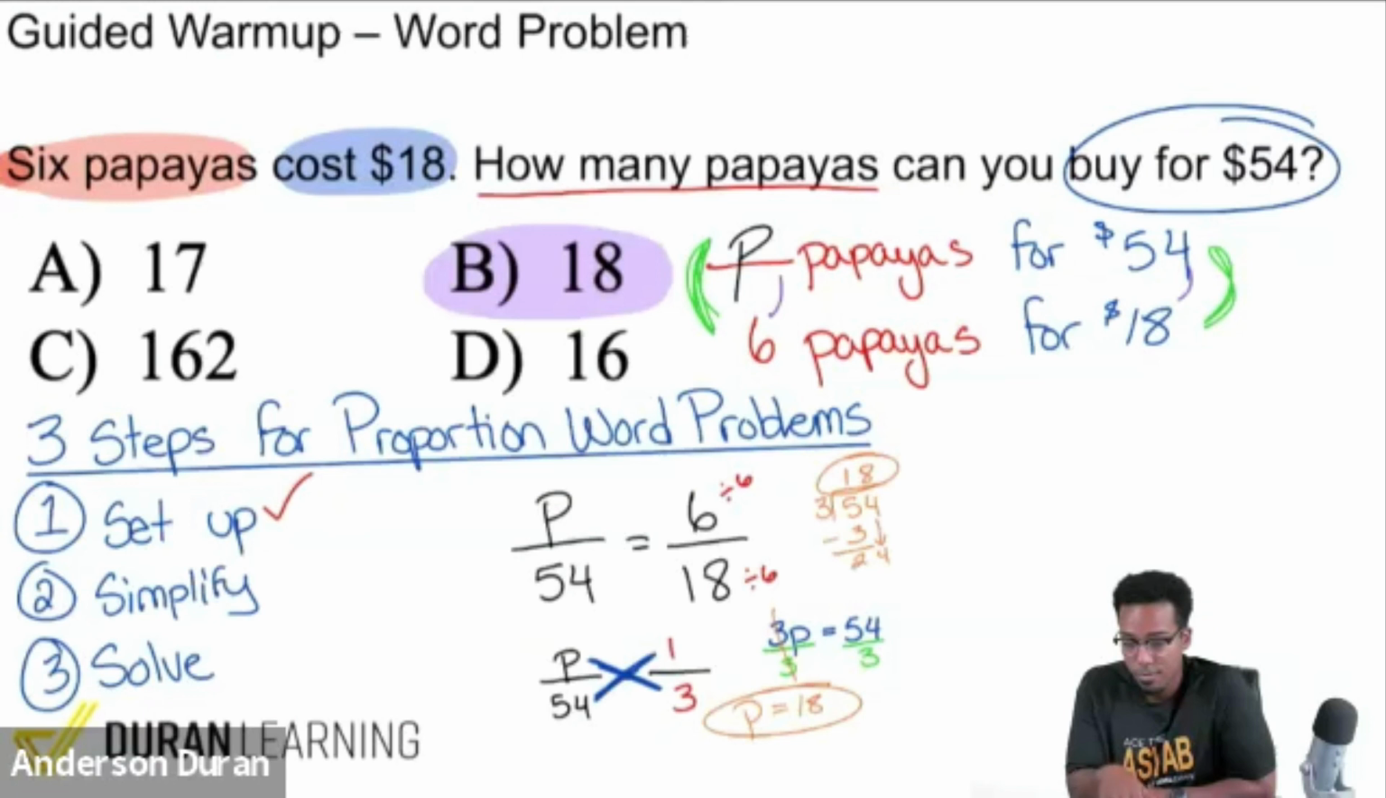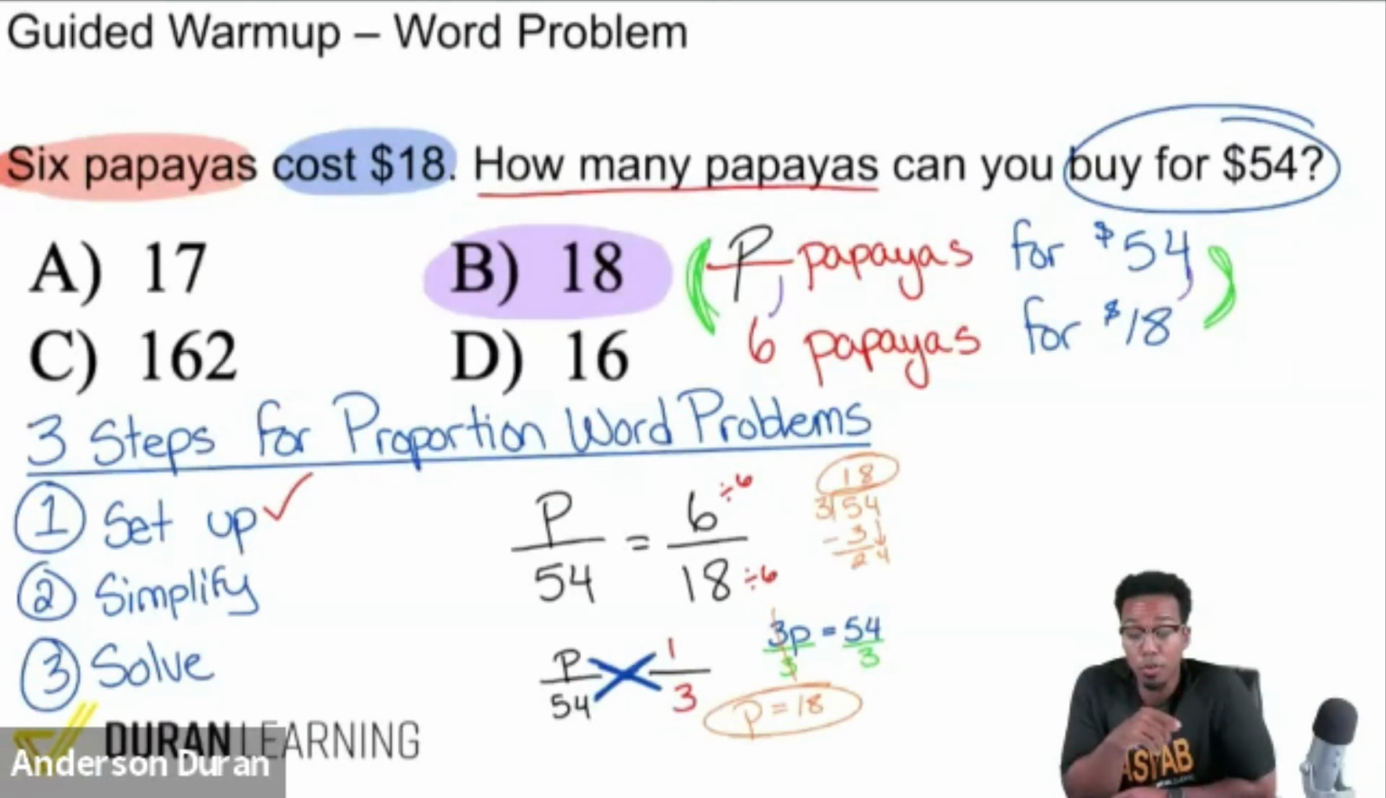I have a question. Like you're saying about setting up, it doesn't matter how you set it up, does it? Or is there a certain way that you have to do it to get it right? You have to be very careful to compare the same things in the same way. If you're not comparing the same things in the same way, it won't work. So there are going to be plenty of examples where I'll show you the wrong way to set it up and the right way. Okay, because I think I set it up wrong, I put P/6 and then 54/18, and I got a whole other answer.